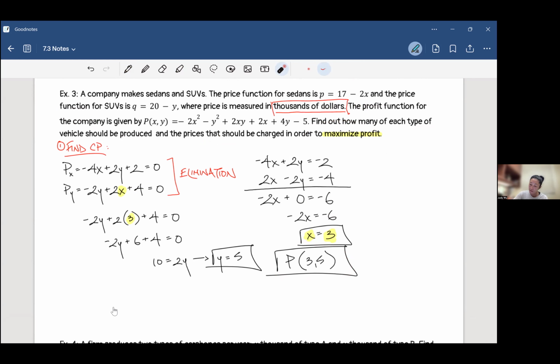Well, x is how many sedans. y is how many SUVs. But then I want to know the price for each one. That means I want to find P and I want to find Q. So it looks like x = 3 means that we should produce 3 sedans.